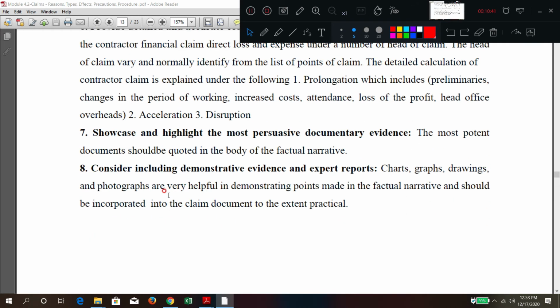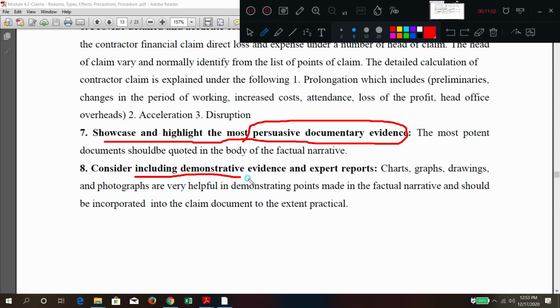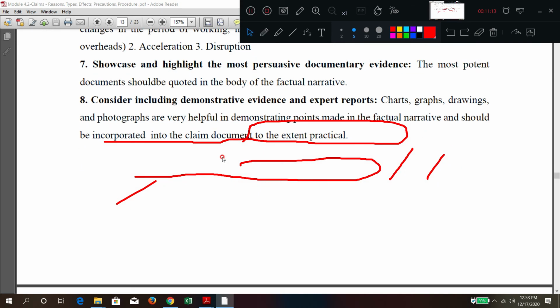Third is what? Showcase and highlight the most persuasive documentary evidence. Means what? If a strike was there, take the newspaper cuttings. Something you can give as persuasive documentary evidence, signed by the parties, photographs, newsletters. Consider including demonstrative evidence and expert reports, such as graphs, drawings, charts, photographs, everything you can produce. So these are some of the approaches you can adopt.